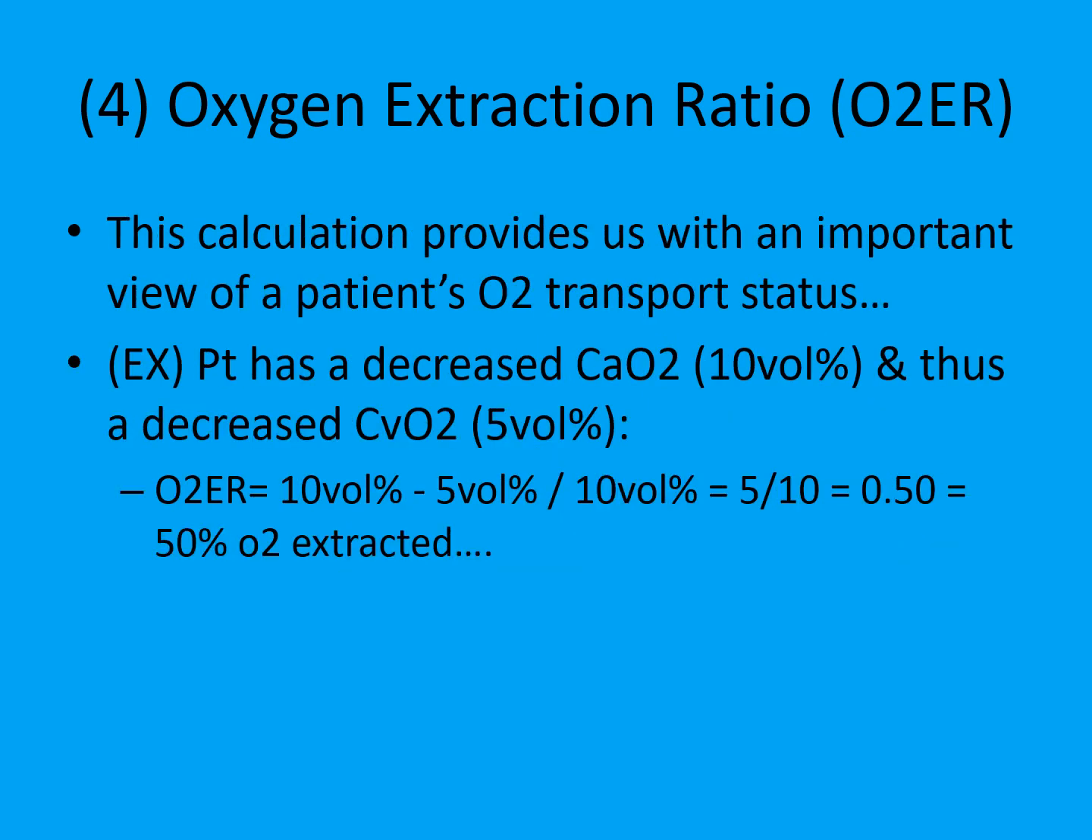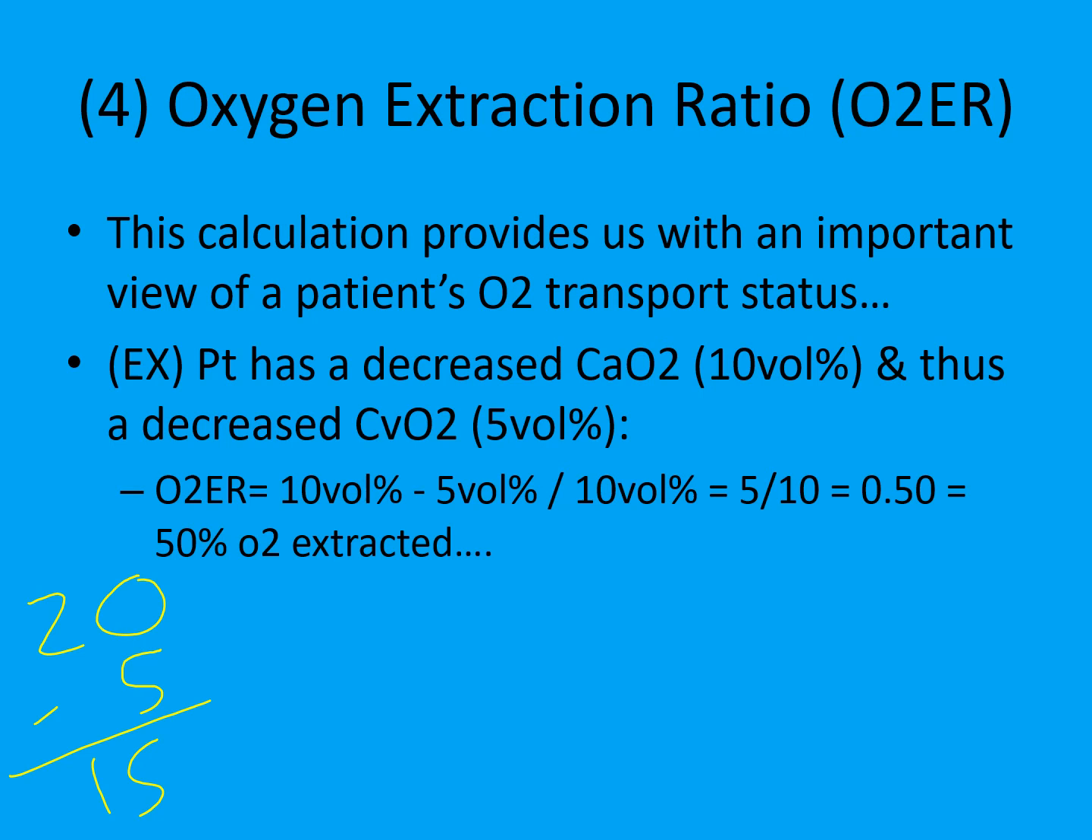So this looks at a view of their transport status. If their CaO2 is low and their CvO2 is low, then we're going to have a lot more oxygen extracted because there's not as much oxygen being delivered, out of a smaller bank account. So here's a scenario. You have a bank account of $20 and every week you pull out $5. So you have $15 left over in your bank account. Next payday it goes back up to $20.